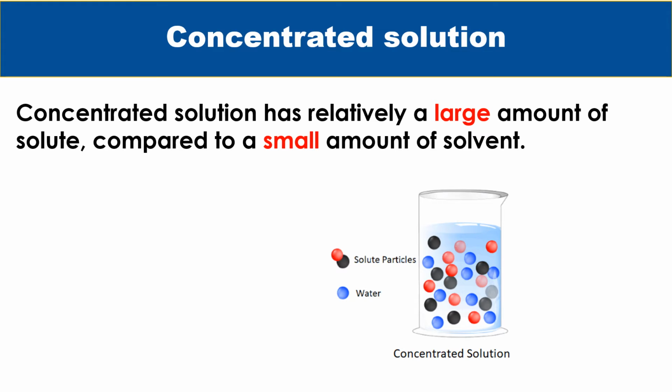So a concentrated solution has a relatively large amount, as you can see from the laser over here, a large amount of solute compared to a small amount of solvent. But that does not necessarily mean the solvent is always small. It can be whatever intermediate size too. So I want you to look at the picture over there.